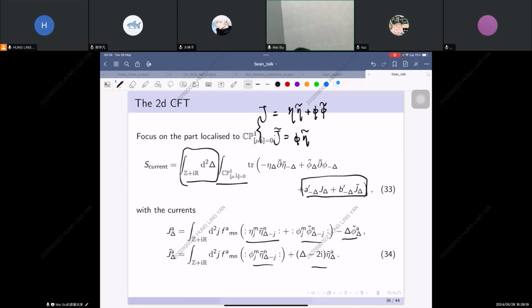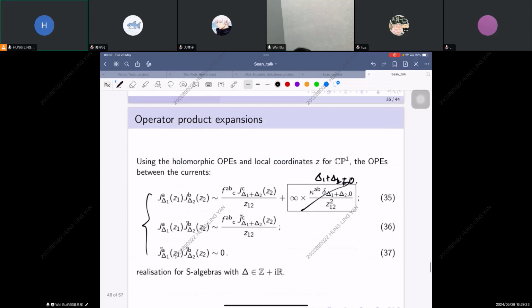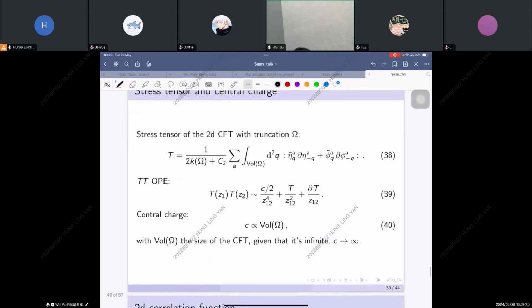And the central charge of this guy is infinite. Oh, it's infinity, I see. This is just because the size of the CFT is infinite. If you regularize it somehow, say I take a truncation of the spectrum and then compute everything, then the central charge is proportional to the volume of the truncation. But your volume is infinite, so it's infinite.